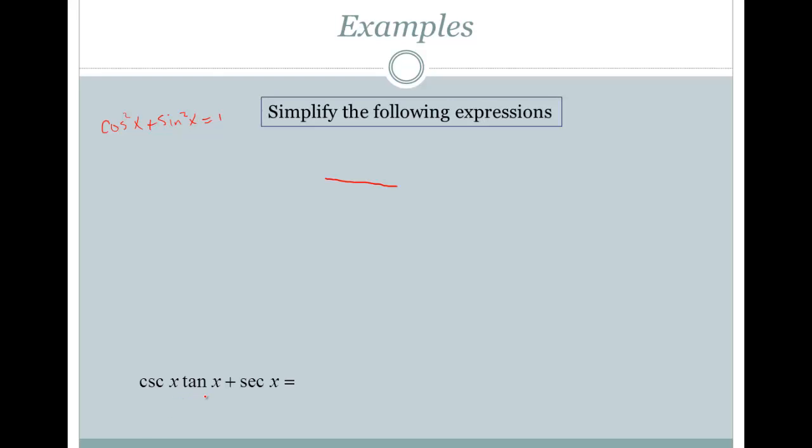We got cosecant x, tan x plus secant x. Doesn't look like there's much that I can do here. Again, let's plug back in our sines and cosines. Secant is 1 over sine. Tangent is sine over cosine plus secant x.